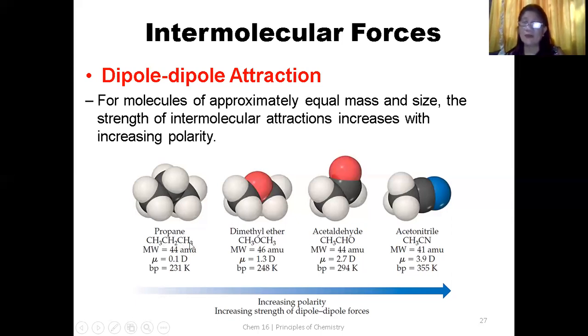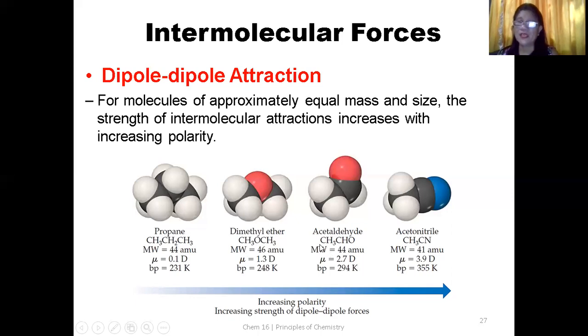The polarity is the same. They are the same molecules, carbon and hydrogen, right? So the boiling point is 231. Earlier, it was carbon, hydrogen, and now there is oxygen. So as the polarity increases, the attraction, the IMF, also increases.